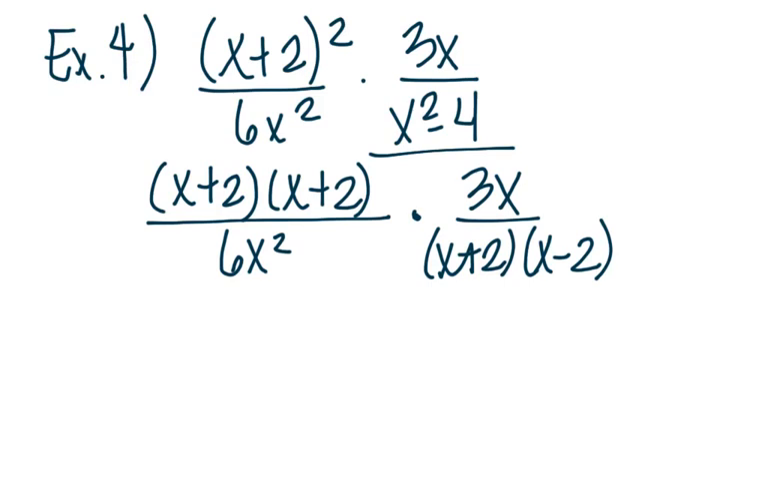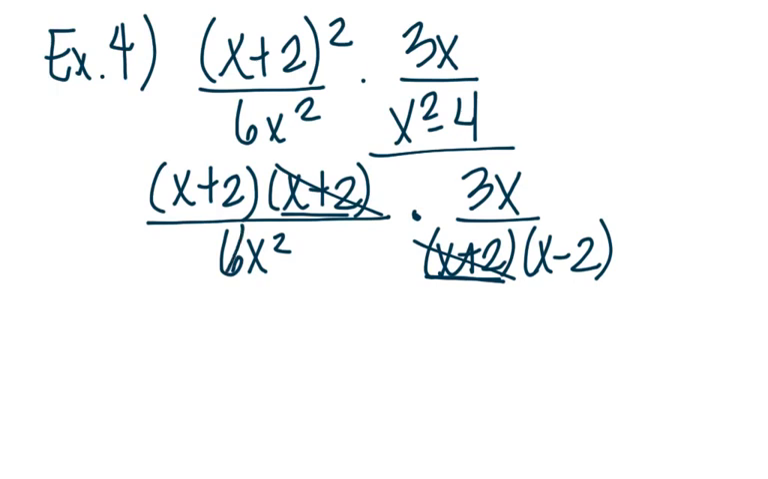Okay, so from there, we cross cancel. So once we factor out everything, then we cross cancel. We follow the same procedure every single time. So when we cross cancel, we have this x plus 2 and an x plus 2 that can cancel out. Now we also have the 6x squared and the 3x that can cancel.